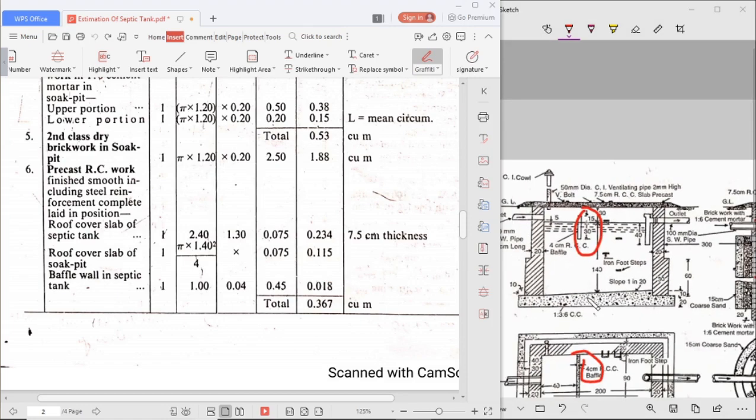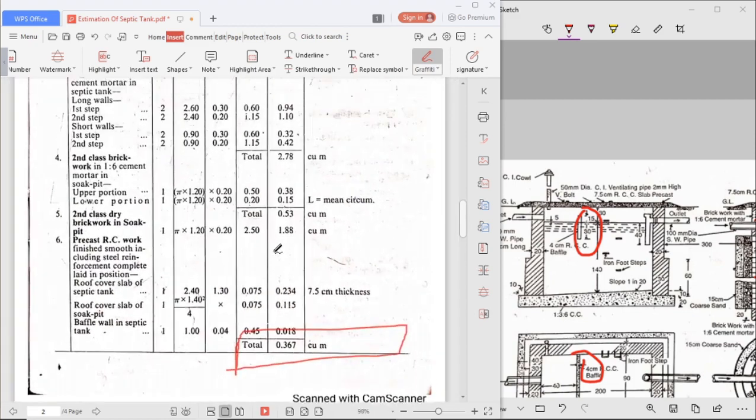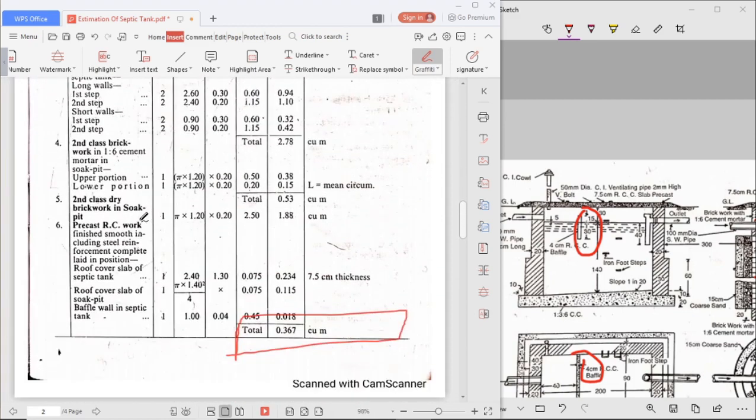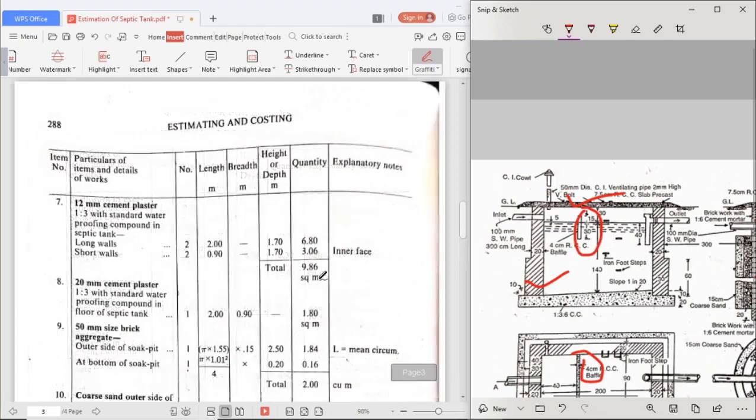Now multiply these three, we will get the total precast RCC work, that is 0.367 cubic meters. So the quantities we have solved till now are earthwork, cement concrete, then brickwork, and after brickwork, precast RCC work with the baffle wall.